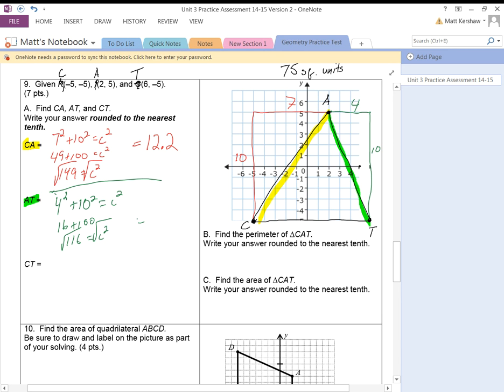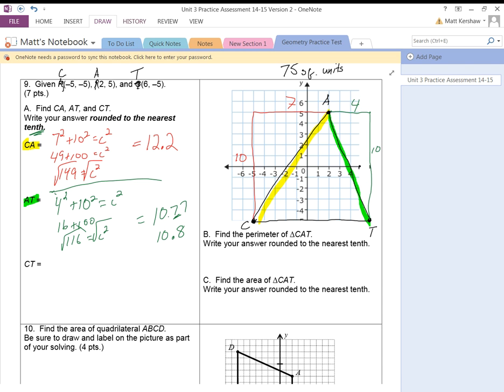So now in your calculator, you're going to do the square root of 116. Which is 10.77. And so since it's 10.77, when we go to the nearest 10th, that means I only want one digit after the decimal. And so this is actually going to become 10.8 because we had to round.